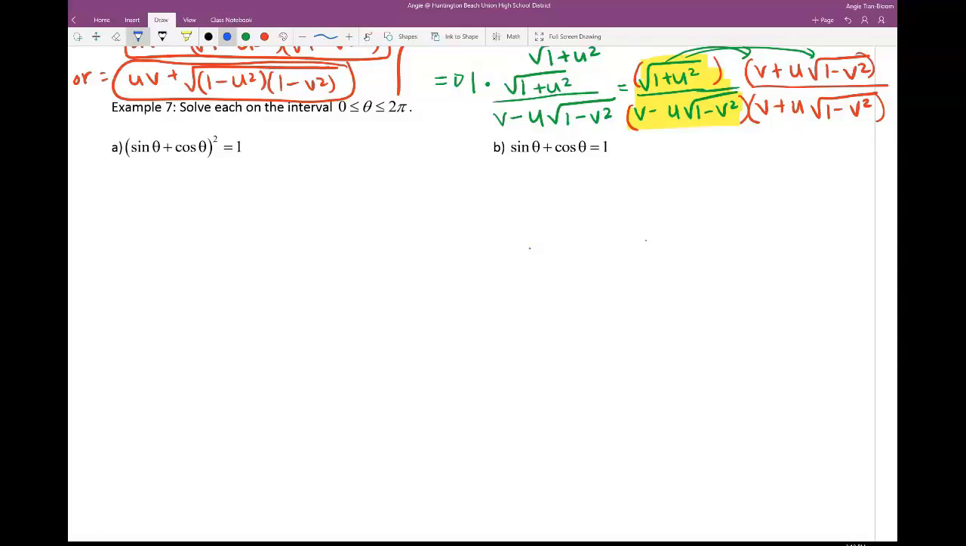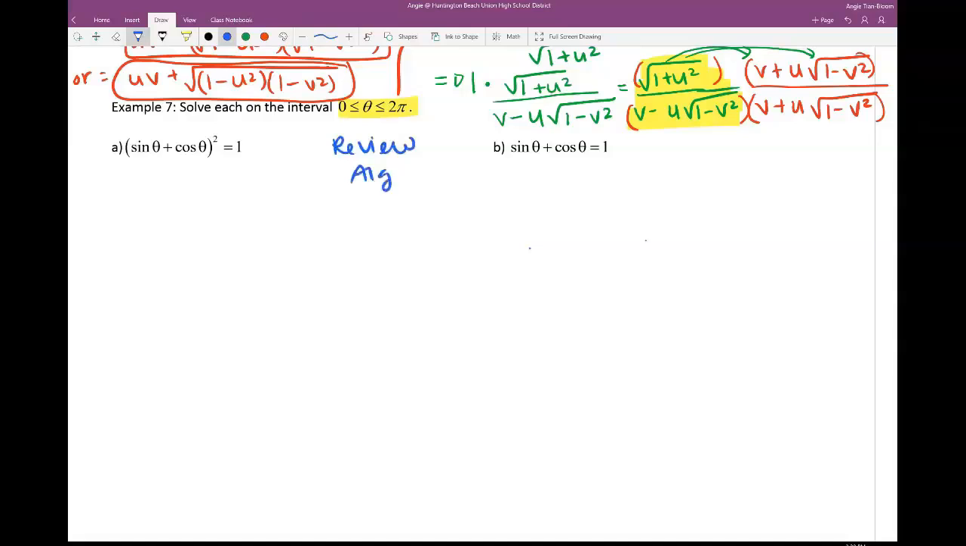Example 7. Solve each on the interval of 0 to 2 pi inclusive. So keep that in mind, because it's including 0 and 2 pi, you can have both. Your book, though, might have a different set of directions. If it says solve from 0 to 2 pi, not including 2 pi, then you can't have 2 pi. Let's review a little bit from Algebra 1.